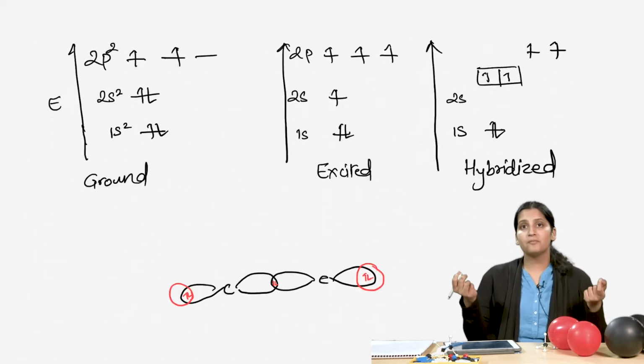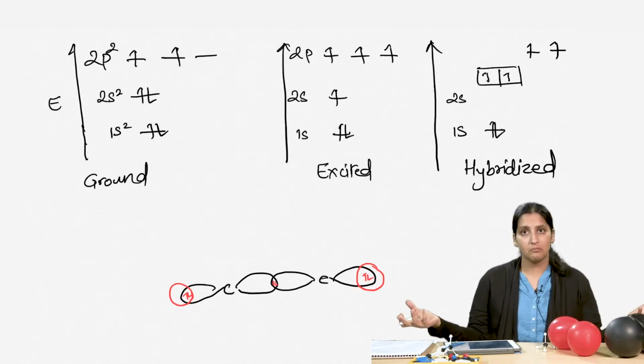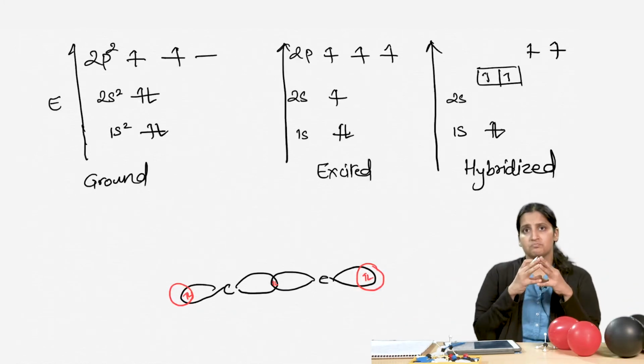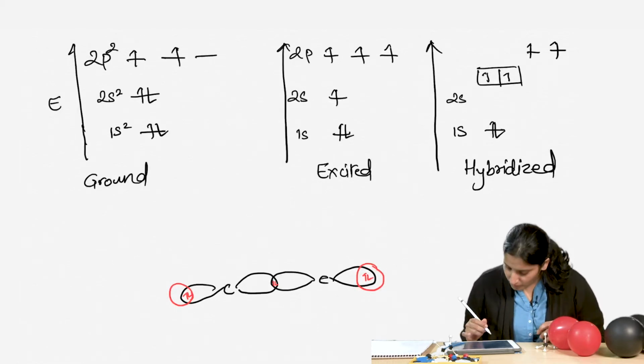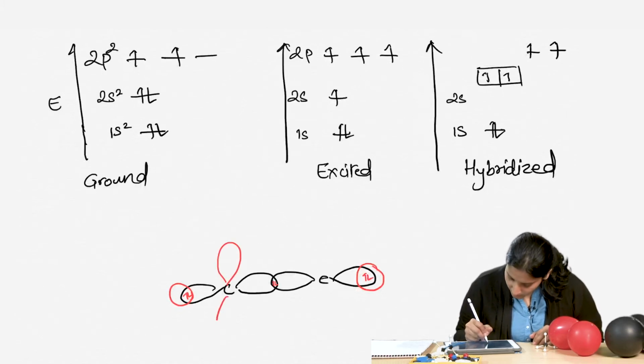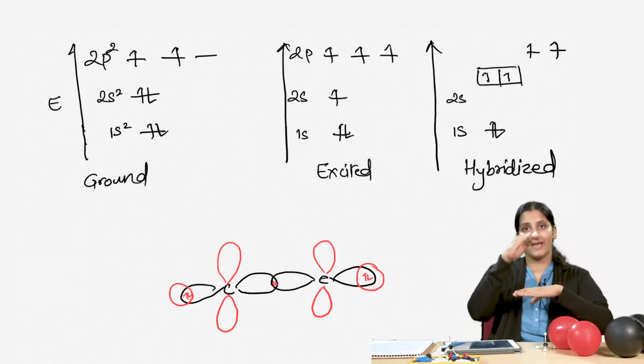So, now I have formed a carbon-carbon sigma bond and two of the carbon-hydrogen sigma bonds. Remember, there were those p orbitals that did not take part in hybridization. So, now I am going to draw those p orbitals. Now, one of the p orbitals goes such that it is in the y axis, right.